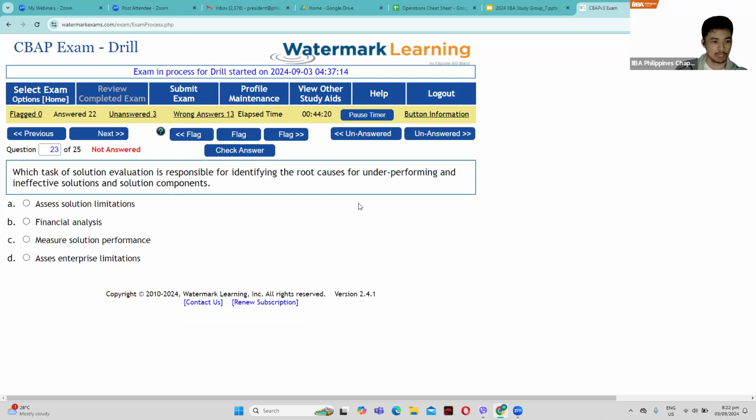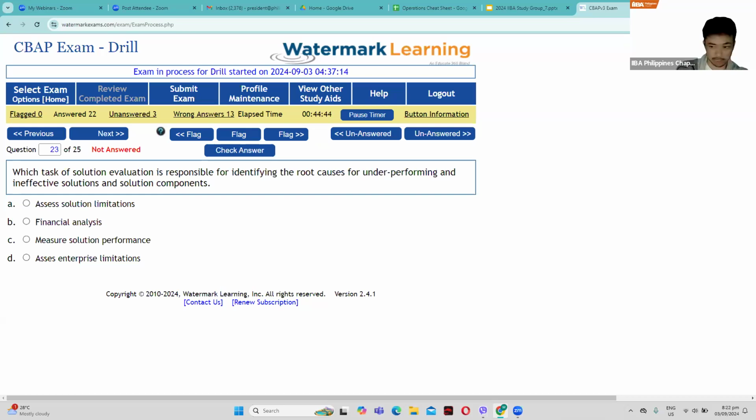So which task of solution evaluation is responsible for identifying the root causes for underperforming and ineffective solutions and solution components? A, assess solution limitations. B, financial analysis. C, measure solution performance. D, assess enterprise limitation. So we're looking for a task, not a technique.